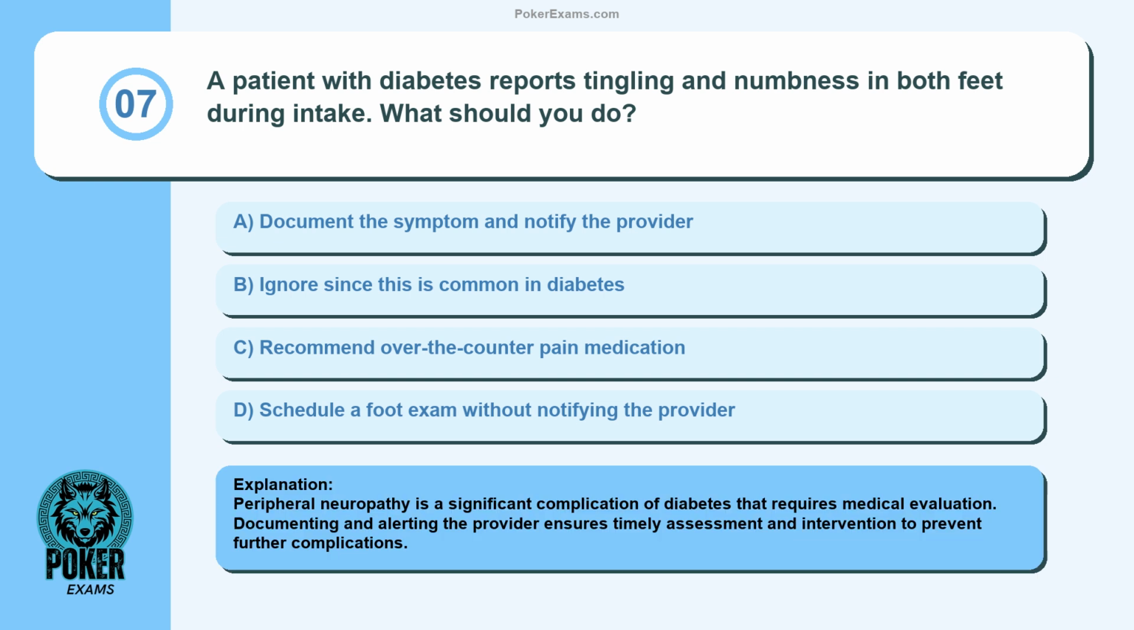Peripheral neuropathy is a significant complication of diabetes that requires medical evaluation. Documenting and alerting the provider ensures timely assessment and intervention to prevent further complications.